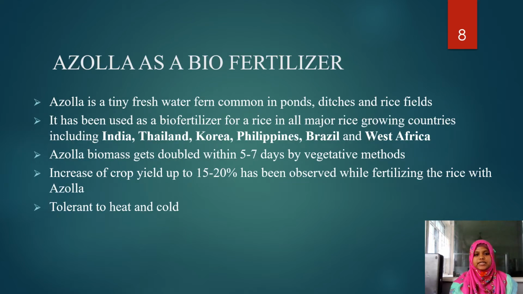Azolla as a biofertilizer. Azolla is a tiny freshwater fern that occurs commonly in ponds, ditches, and rice fields. It is used as a biofertilizer in rice fields in the countries of India, Thailand, Korea, Philippines, Brazil, and West Africa. Azolla biomass gets doubled within 5 to 7 days by vegetative methods, increasing the crop yield by up to 15 to 20% when used as a biofertilizer in rice fields, and it is a heat and cold tolerant strain.